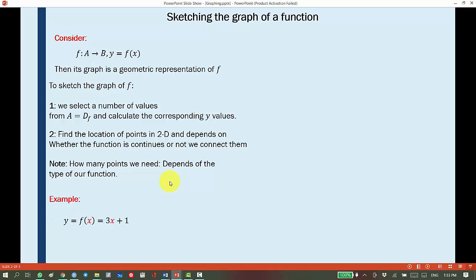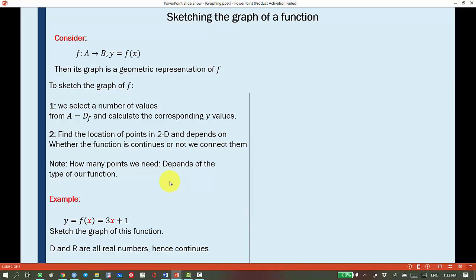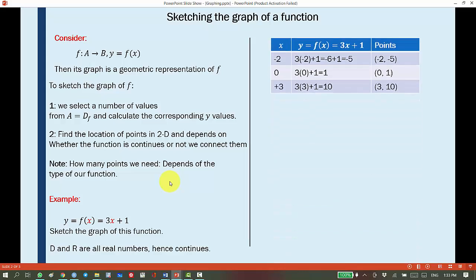For example, consider the function y is equal to f of x, which is equal to 3x plus 1. In order to sketch the graph of this function, we know that the domain and range of this function are all real numbers. Hence, this function is continuous. We select some values from the set of real numbers for x. For example, I have chosen -2, 0, and +3, and find the corresponding y values for each of these three values of x.